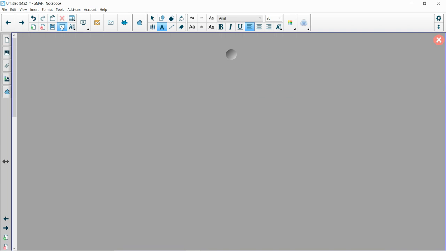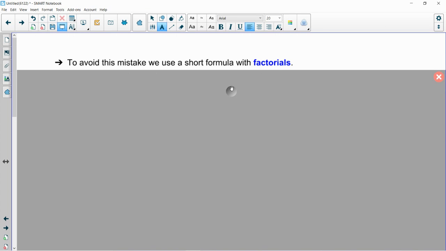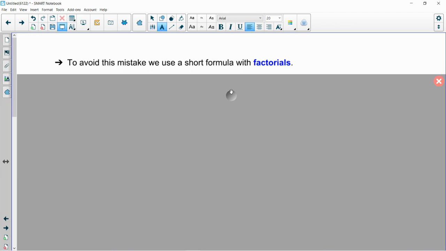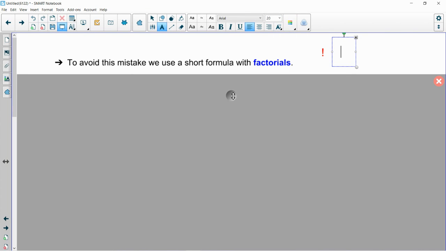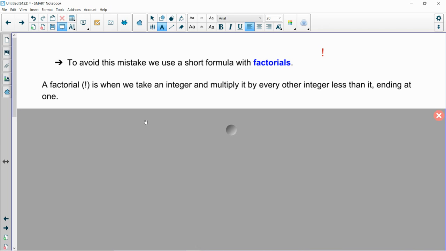So to avoid the mistake, we're going to use our old friend, factorial. Now, you may remember what a factorial is. Factorial is your exclamation point. I don't know if you guys remember that, back from your middle school days. Exclamation point. So what does your factorial tell you to do?